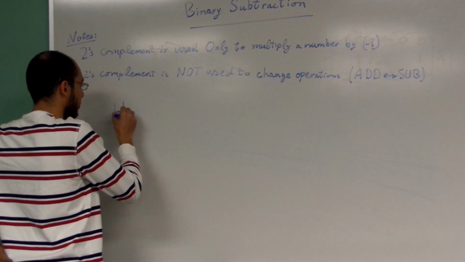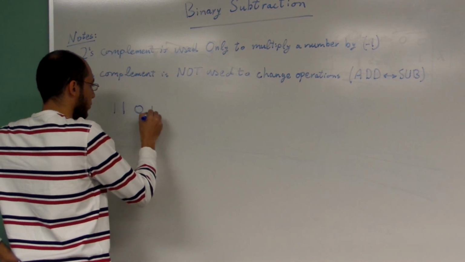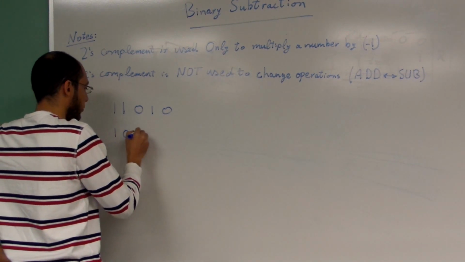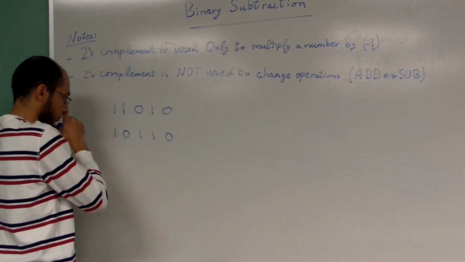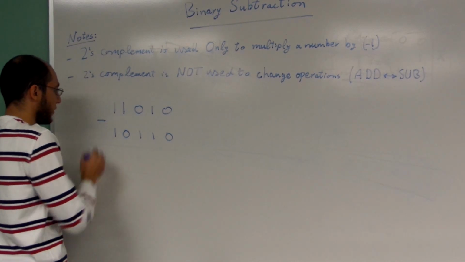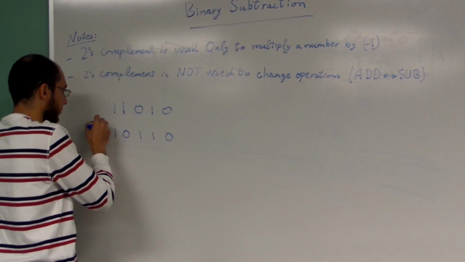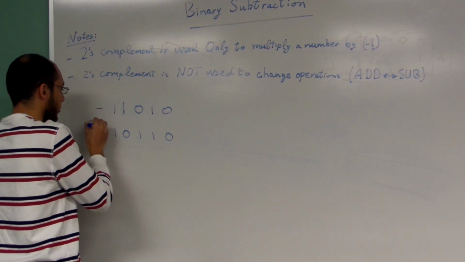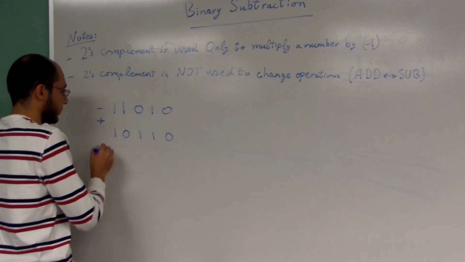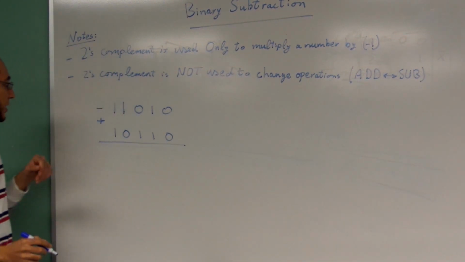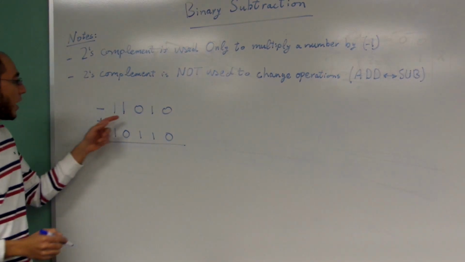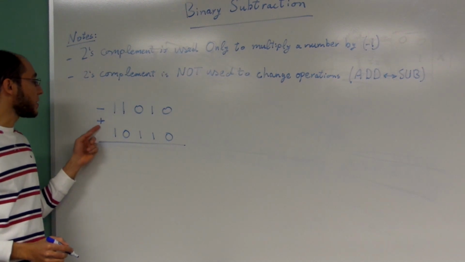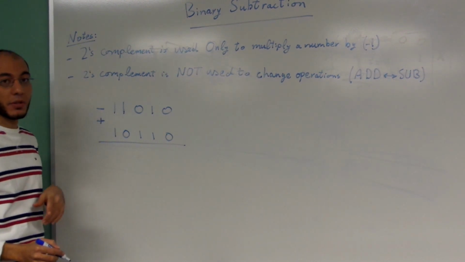1, 0, 1, 0, right? 1, 0, 1, 1, 0. Okay, and here we have a negative sign. This number is negative and this number is positive. So that's another example. We have two numbers. The first one is multiplied by a negative, and the second one is added to the first one.